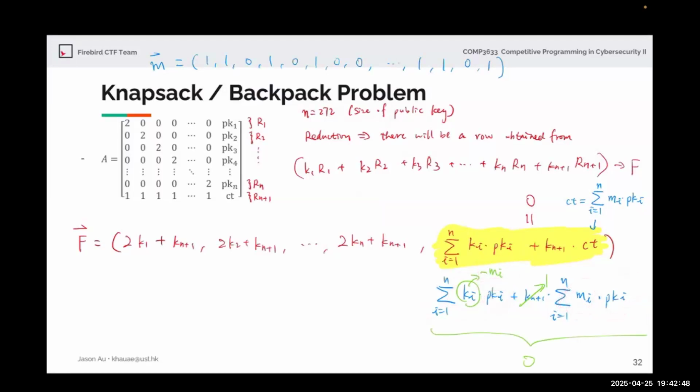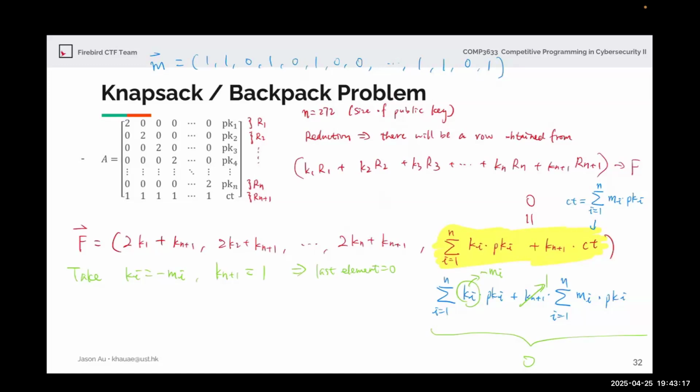So we just take Ki to be negative Mi, and then K n plus 1 equals 1. So this will make the last element be 0. Okay.